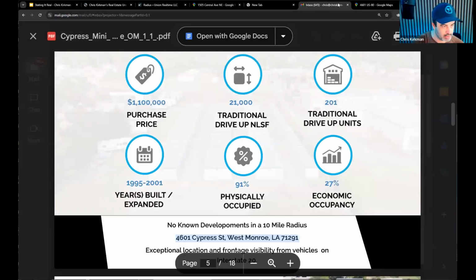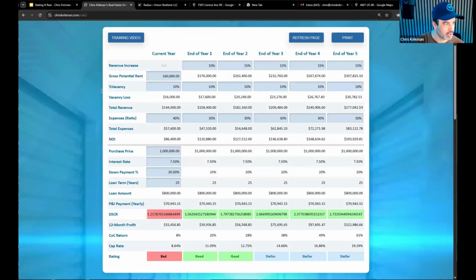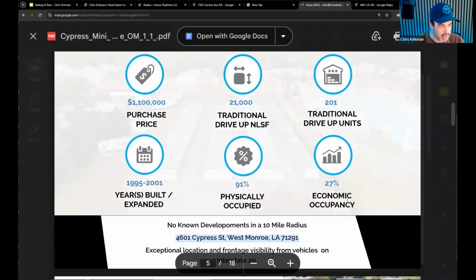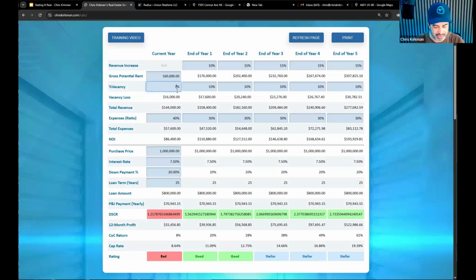What was that again? 27. Okay, we'll go ahead and just make that a 25. So we'll just go vacancy. Oh wait, 20. Oh shoot. Economic occupancy. Wow. Okay, so it's not very occupied. So we'll go, this is 70. This is going to be a little difficult here. So we'll take a look at the gross potential in a second there.